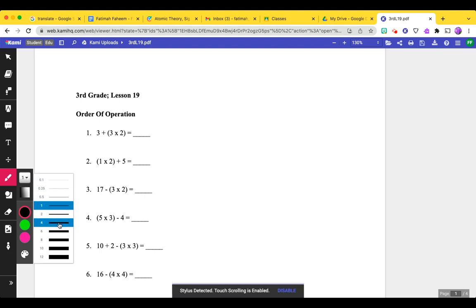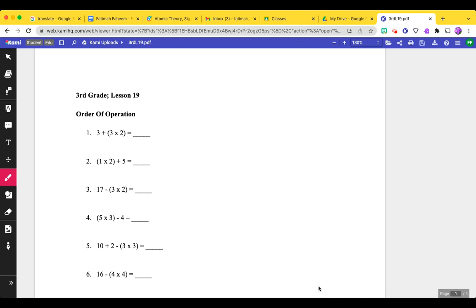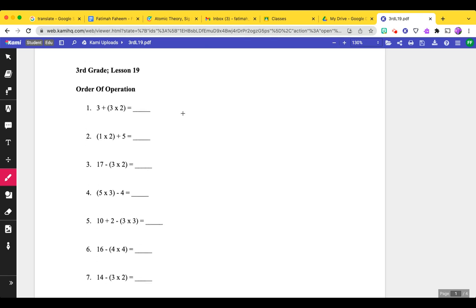So first I'm going to set my pencil. Okay, let's start now. The first part we're going to do is order of operations. There are different kinds of math you're going to keep learning, and this is one of the harder things you're starting to learn.